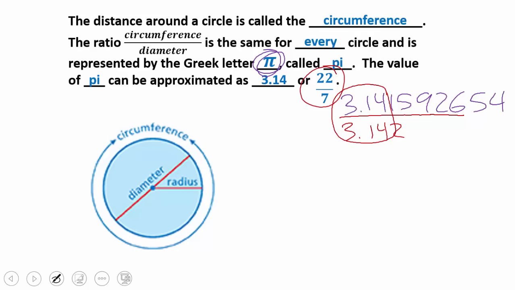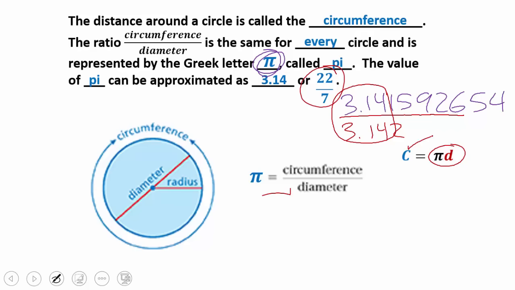Two very important things about the circle that we need to know are the diameter and the radius. Diameter is a line that goes from one side to the other, passing through the center, and the radius is the distance from the center to the edge of the circle. Pi is the circumference divided by the diameter. It's that ratio of circumference to diameter. Now, you already know what diameter is, but what is circumference? Circumference happens to be pi times the diameter. So we take pi times the diameter to find the circumference.